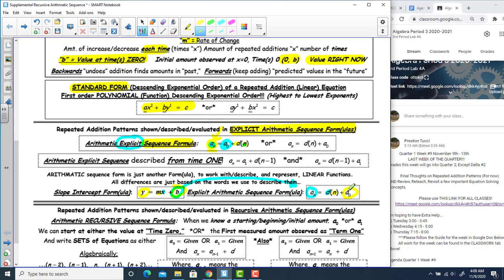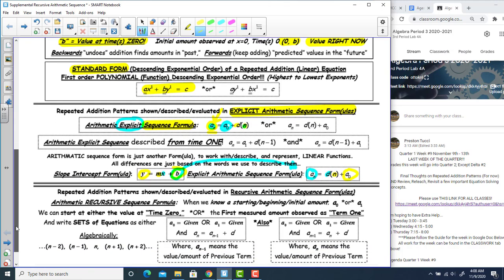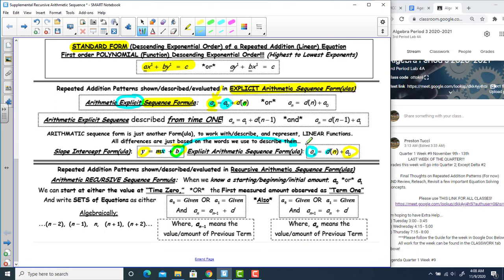It actually makes more sense, and most of the world uses that formula, as opposed to y equals mx plus b. The explicit sequence formula goes a lot further in mathematics. There are so many more things we could do at other levels of math.